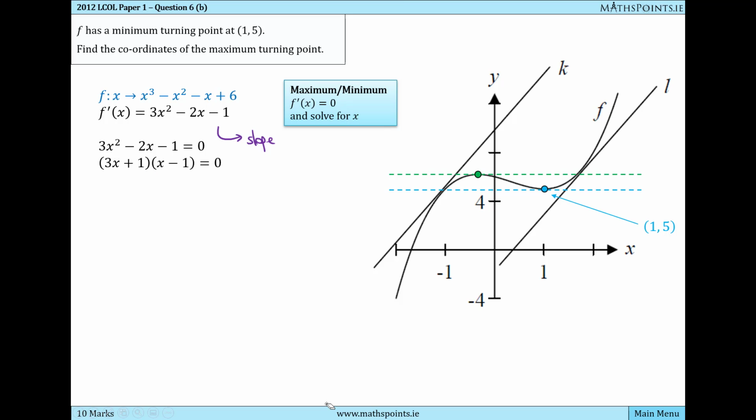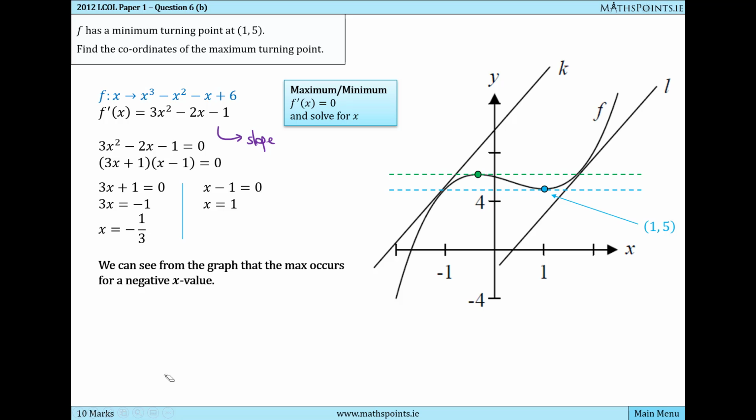We're going to let each bracket equal 0. So 3x plus 1 is equal to 0. We're going to subtract 1 from both sides to get 3x equals minus 1. And we'll divide both sides by 3 to get x is equal to minus 1 over 3. We let x minus 1 equal to 0. We'll add 1 to both sides to get x equal to 1. So the two x values for our maximum and minimum points are 1 and minus 1 over 3. So we've already been told that 1 is the x value of the minimum point, and so minus a third must be the x value of the maximum point.